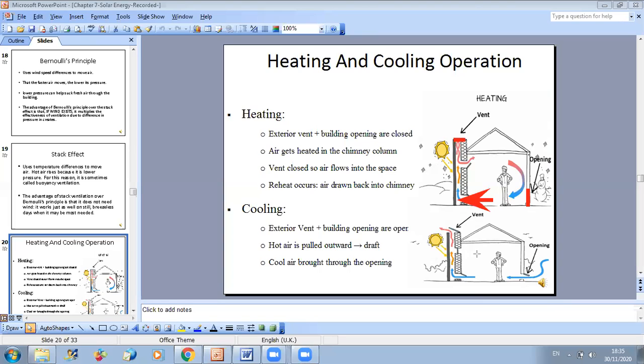So in cooling application, the external vent and building opening are opened, and hot air is pulled outward. We close the vent here because we don't want hot air to circulate back in the space. Since we don't want to heat the space, we want to cool it, we want to refresh air. This is why the air that is heated through the chimney will be evacuated outside. And by this, as you can see, you have open currents that can circulate into my inside space, refreshing air continuously.